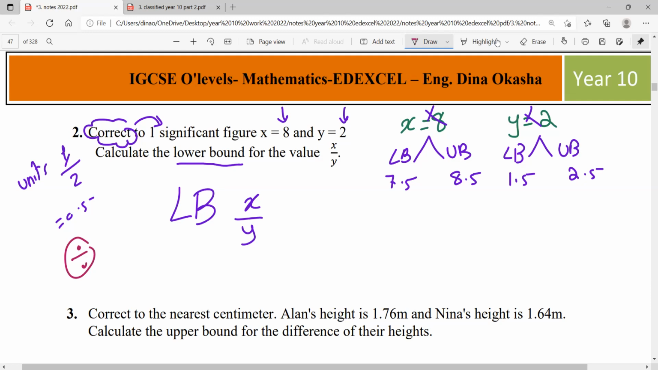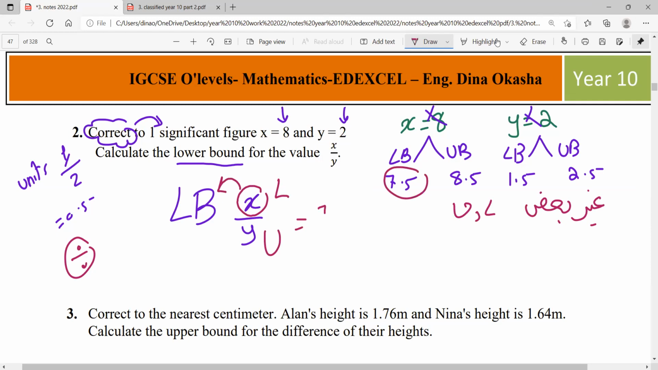So in this question I have division. Let me remember what division was: the bounds are different from each other. That means one upper and one lower. Which is the upper and which is the lower? The first one is like the question. So x is lower, y is upper. So I take the lower of x, 7.5, divide by the upper of y, which is 2.5, and then you just do the math on the calculator. 7.5 divided by 2.5 is 3.